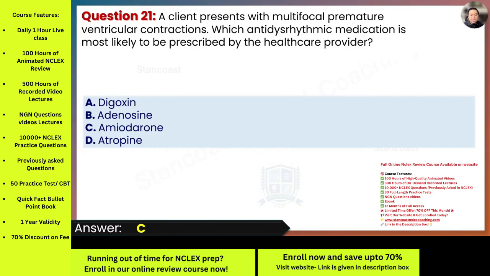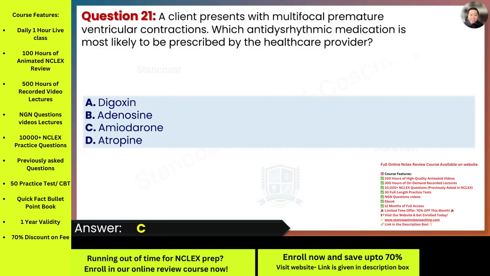That's amiodarone. And so when your client presents with multifocal premature ventricular contractions, the primary goal of the treatment is to stabilize the ventricles and also to reduce the abnormal beats that originate in the various places within the ventricles. And so that's why letter C is the option. Amiodarone is a class 3 antidysrhythmic that works by prolonging the cardiac action potential and the refractory period. And so the purpose of the amiodarone is to stabilize the heart.